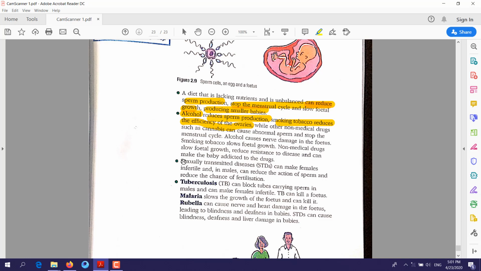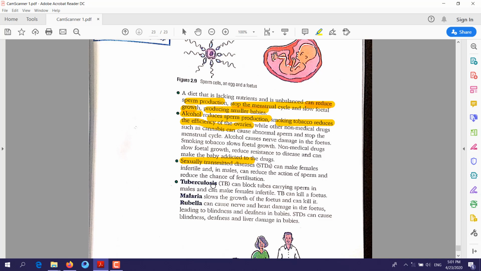Besides that, we have some diseases. We call them sexually transmitted diseases. Sexually transmitted diseases are diseases that are transmitted through sex, by sexual relations. So what will happen? These STDs can affect the number of sperm, and they also affect the fertility of males and females.